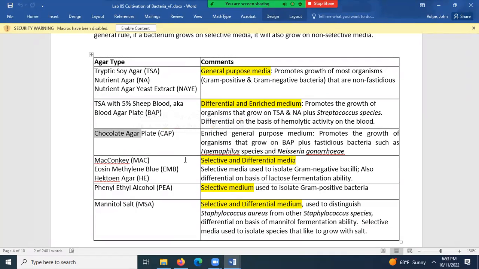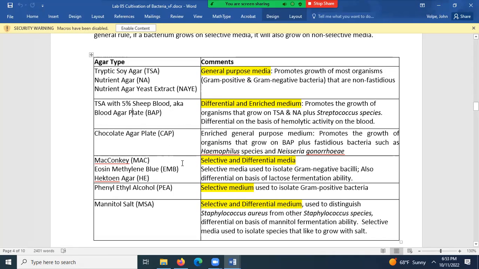Some organisms that do not lyse red blood cells have to grow on chocolate agar. And because they don't lyse the red blood cell, they don't get the nutrients from the blood. One example, I'm only going to talk about one, is Haemophilus species. They tend to grow on chocolate agar, but not on blood agar. And we'll talk a little bit more about that later in the lab.